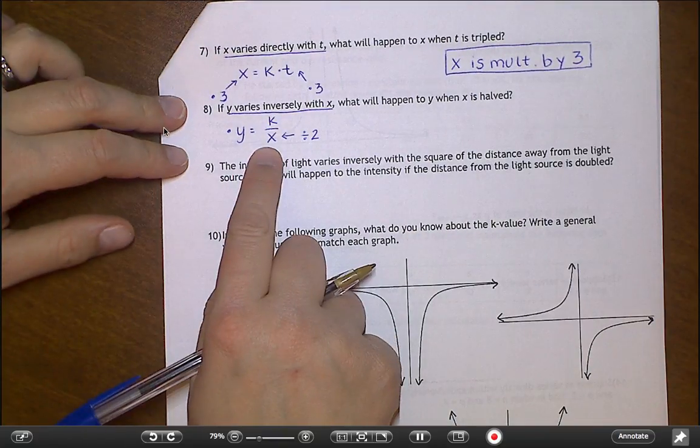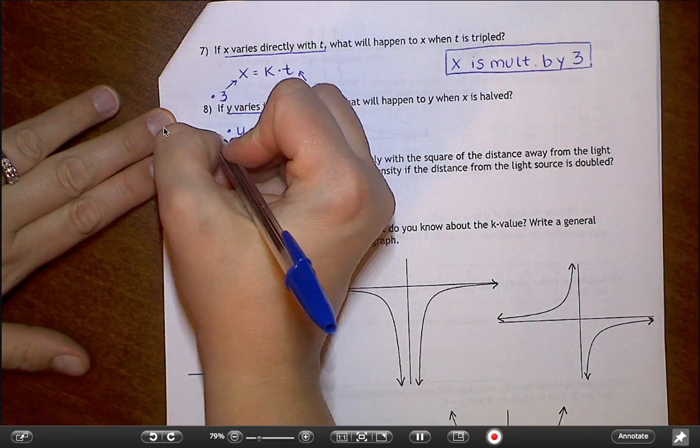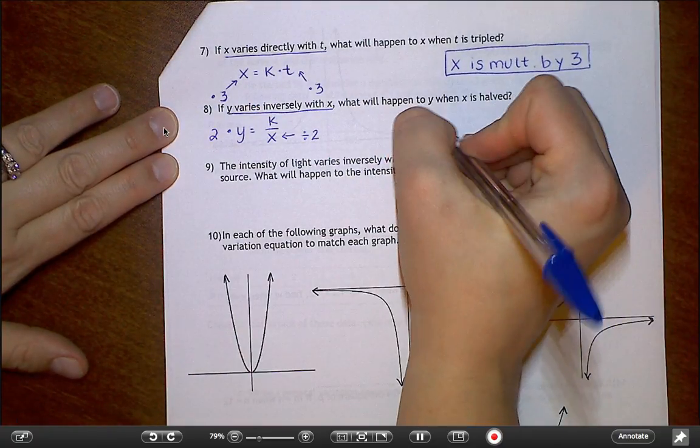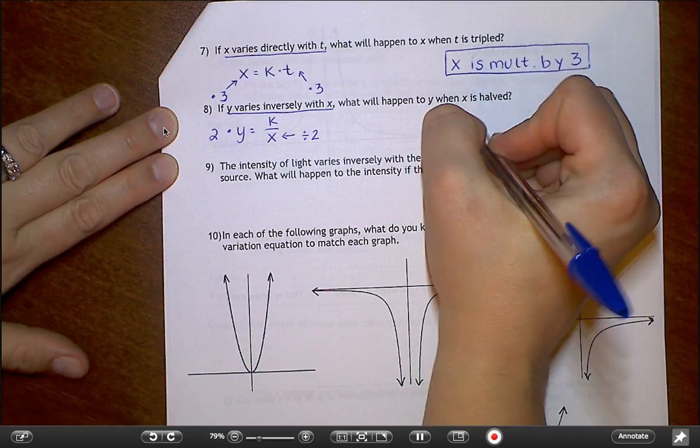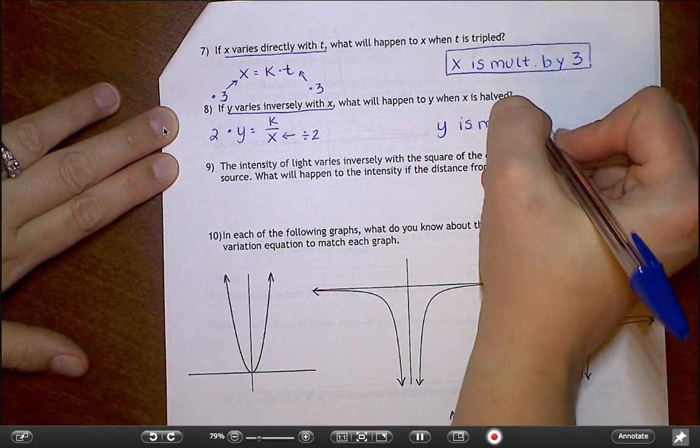Again, x doesn't have any powers, so nothing is going to happen to this 2. It's just going to end up being multiplied by 2. So I would say y is going to get multiplied by 2.